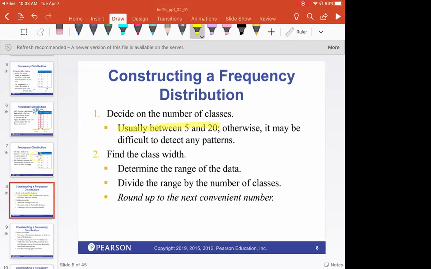Second, find the class width. Determine the range of the data, divide the range by the number of classes, and round up to the next convenient number. And we'll see an example of this.